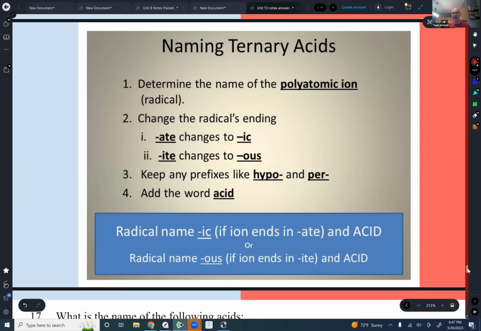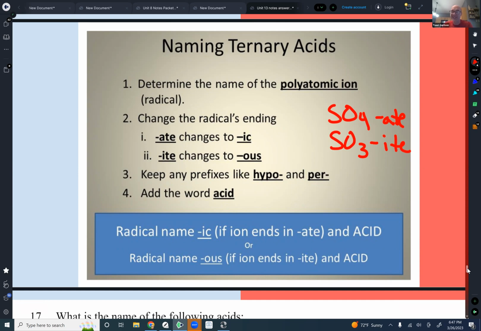Ternary means the polyatomics. So there are two different types of polyatomics, if you remember. If you have SO4 and you have SO3, the suffix on the higher number is ate. The suffix on the lower number of oxygens is ite. So what happens as an acid is that they also take different suffixes, but we don't use ate and ite anymore. We use ic and ous to tell you that they are in fact acids. We no longer use the prefix hydro. That's only if it's binary.